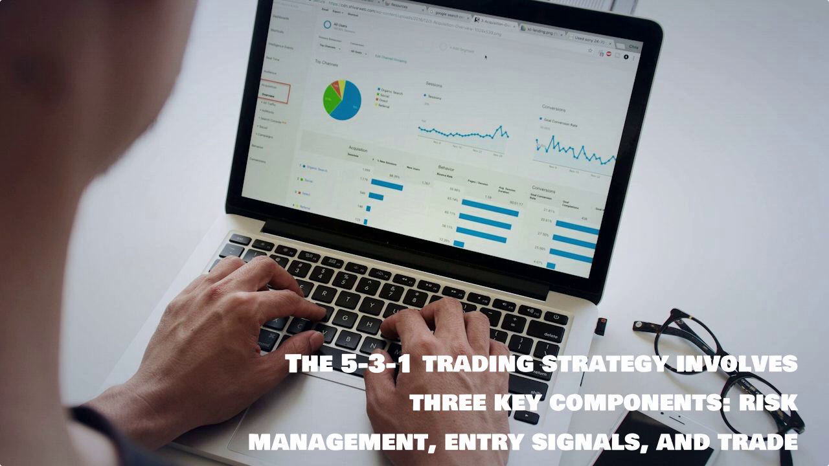Risk management focuses on managing the amount of capital at risk on each trade, while entry signals guide traders on when to enter a position based on technical analysis indicators. Trade management involves setting profit targets and stop-loss levels to maximize gains and protect against losses.